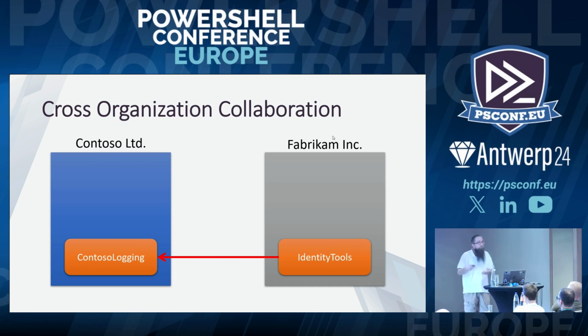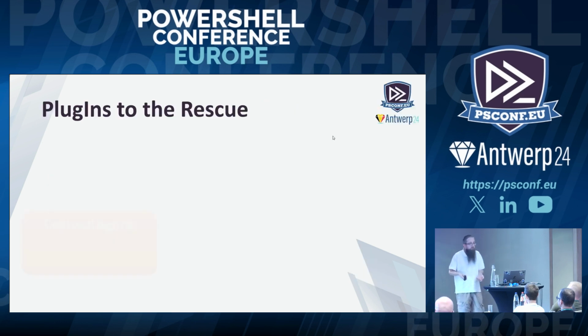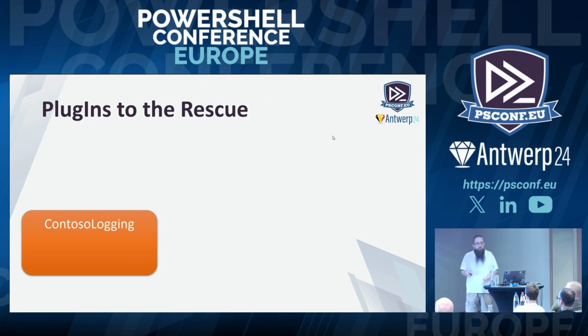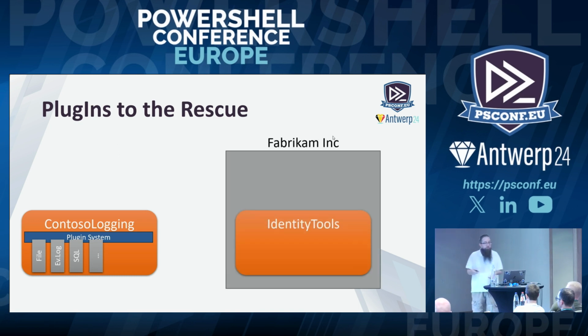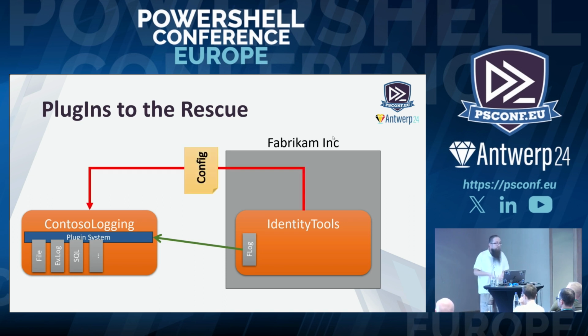So at that point, we need something that allows us to work together, which is where plugins come in. So this Contoso logging actually has a plugin system and comes out of the box with a few logging plugins already provided, and a clear documentation on how to write your own plugin. And in that case, the only thing identity tools would be required to do on the Fabricam side is provide its own plugin for their own Fabricam logging solution, and then provide some config, some way to enable that it's using that.